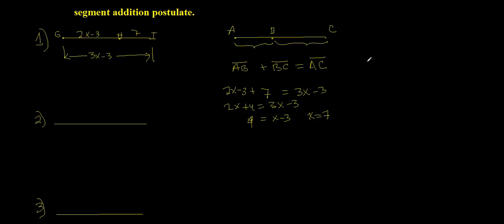So if I want to find length GH, by the way, length of a segment is written in this form without the bar. So the length of the segment is supposed to be 2x minus 3, but we already know what x is, x is 7, so we substitute 2 times 7 minus 3, that's 14, subtract 3, which is going to be 11, so this is equal to 11. So let me put that in a box here for you.